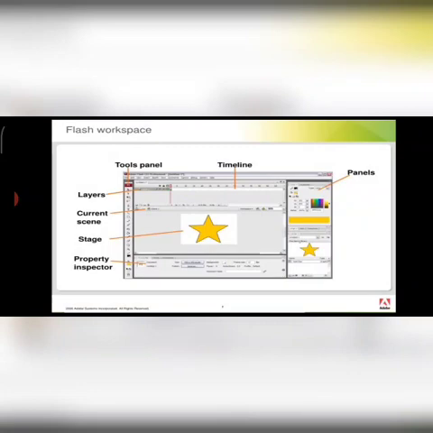Here in the Flash workspace we have different kinds of elements. So now let's see what they are. First one, tools panel. Second one, timeline. Third one, panels and layers, current scene and stage. Here the last one is property inspector.